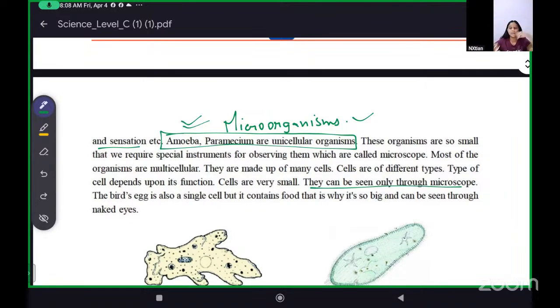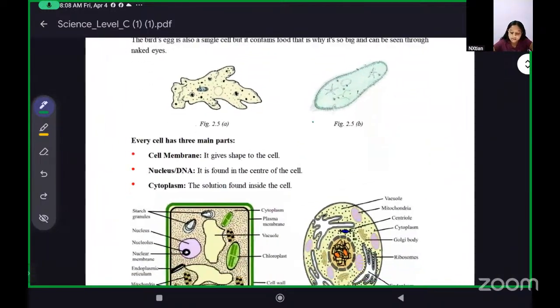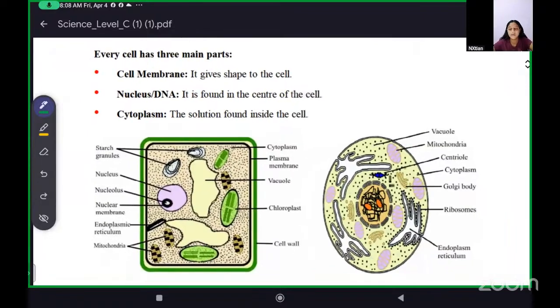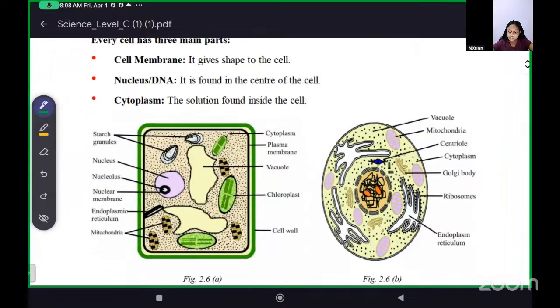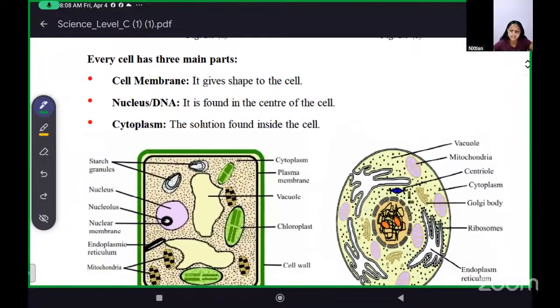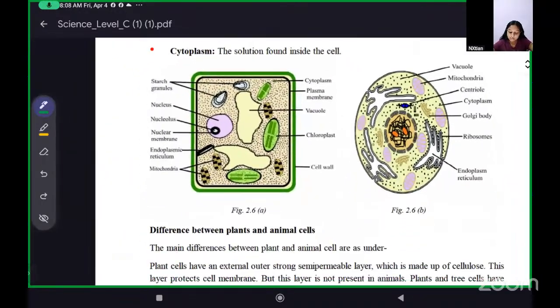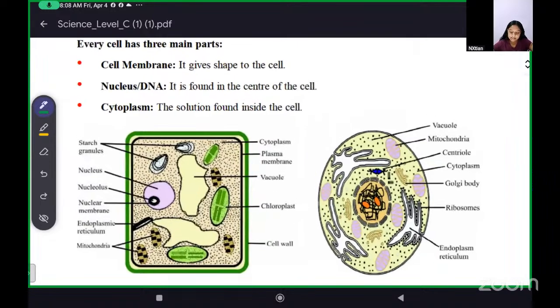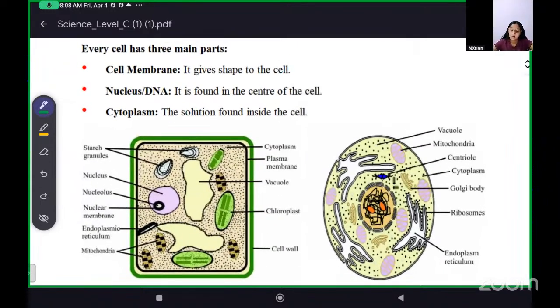Now, talking about the parts of the cell. Every cell has three parts. First, the cell membrane. The outermost part is known as the cell membrane. It gives shape to the cell.